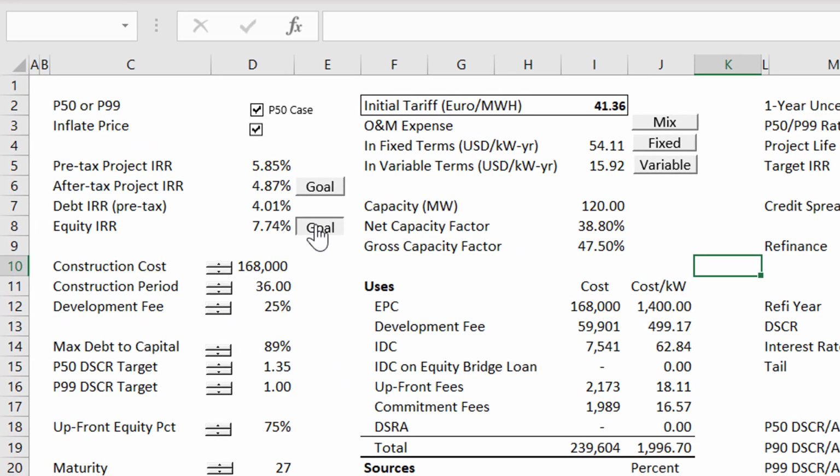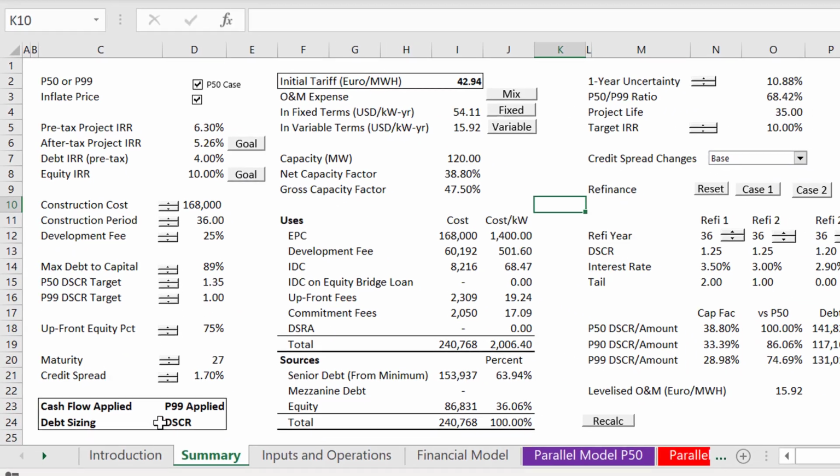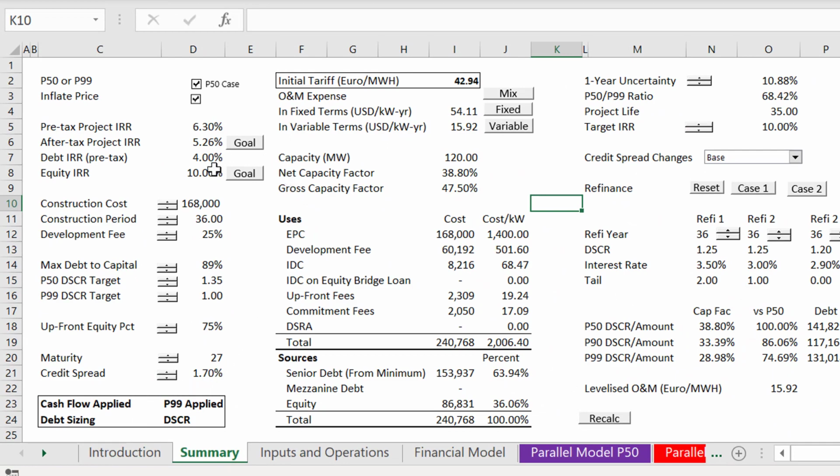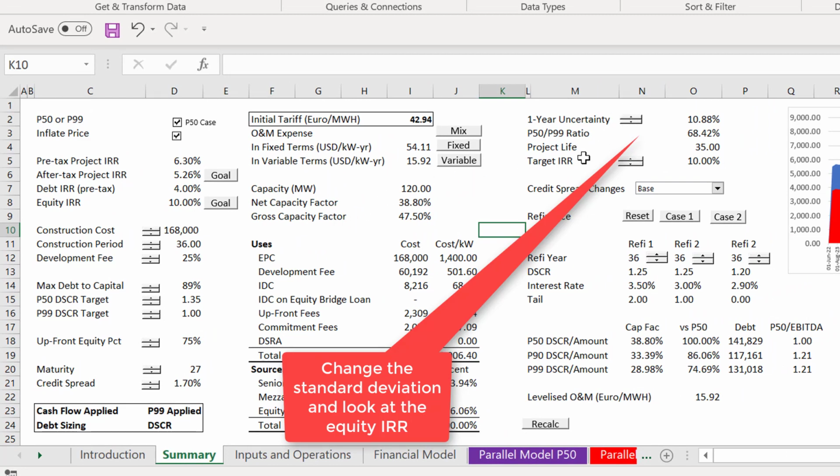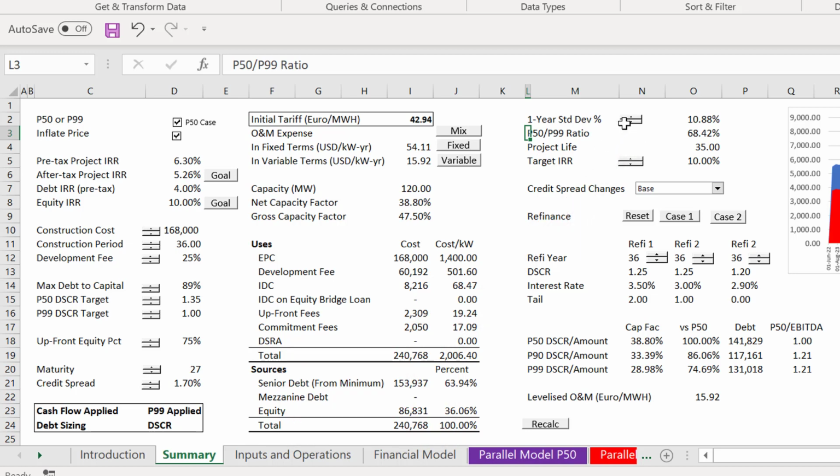Now, when you press the goal seek, maybe you would be unimpressed with this, and it's taking a second to do, but it solves the goal seek, and it says we have to apply a P99 case because we have quite a bit of uncertainty or standard deviations. I think I'm going to call that 1 year standard deviation percent. Okay, now if I reduce this, and I'm reducing that, you can see now the equity IRR is going up.